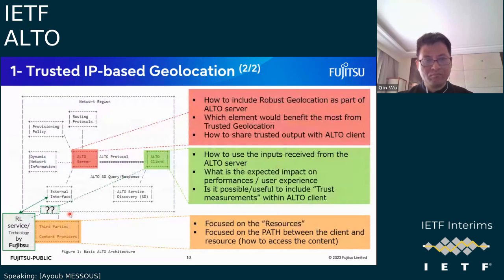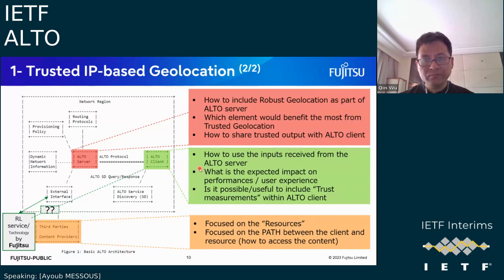However, in terms of deployment, there are still a few open questions about where we can best put such a mechanism into practice as part of Alto. The first part is the possible integration within the Alto server. So we need to ask how to include robust geolocation as part of the Alto server, which element would benefit the most from trusted geolocation, and also how to share trusted output with the Alto client.